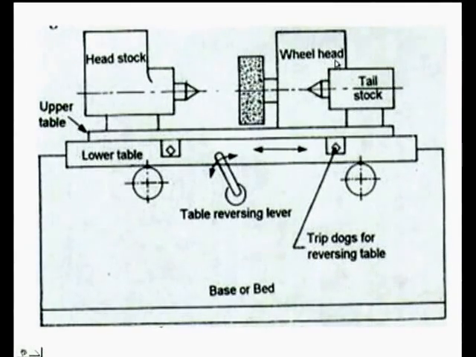Then the wheel head. In the wheel head, all the driving mechanisms of the grinding wheel will be there, and a separate motor will be there. Again in the headstock also, a separate motor for shaft running, for rotating or revolving the workpiece, will be there, and in the headstock there is a live center, whereas in the tailstock there is a dead center. In between this live and dead center the work is supported and it revolves, and when this revolves the cylindrical grinding operation takes place.